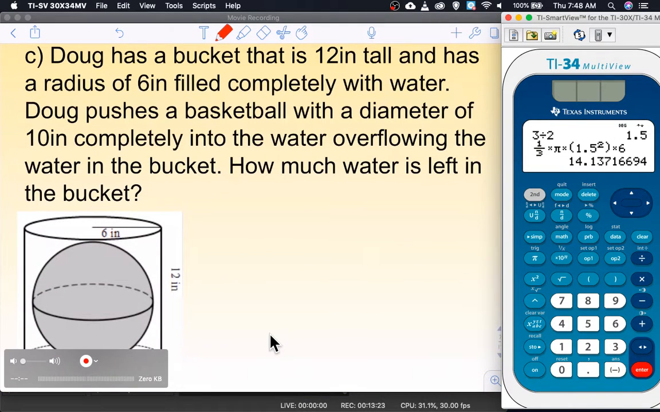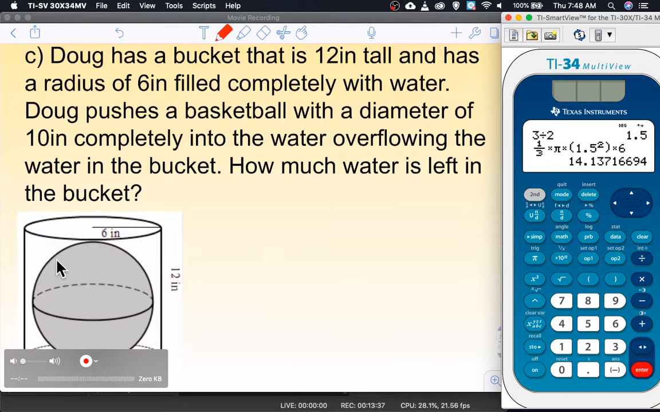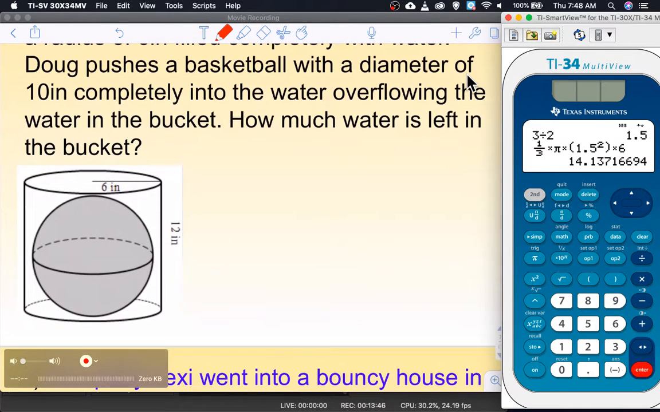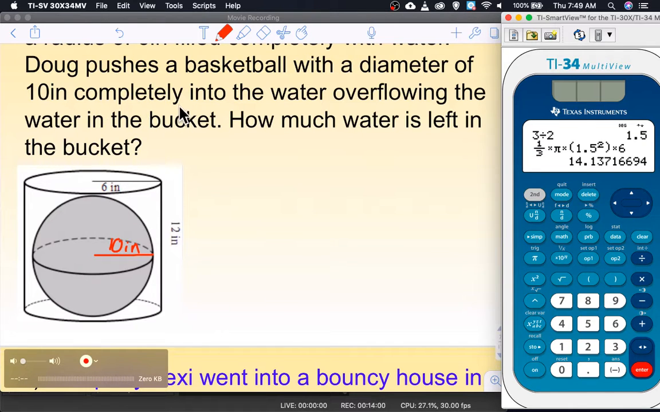Letter C. This is a very common type of problem where you have 2 different objects and you want to find the volume inside of one of them. So here it says Doug has a bucket that is 12 inches tall and has a radius of 6 inches, filled completely with water. So our picture is labeled so far appropriately. Doug pushes a basketball with a diameter of 10 inches. So that's not labeled, so I'm going to label it. The basketball has a diameter of 10 inches, completely into the water, overflowing the water in the bucket.